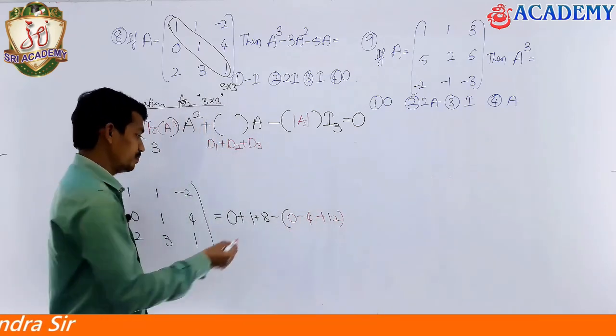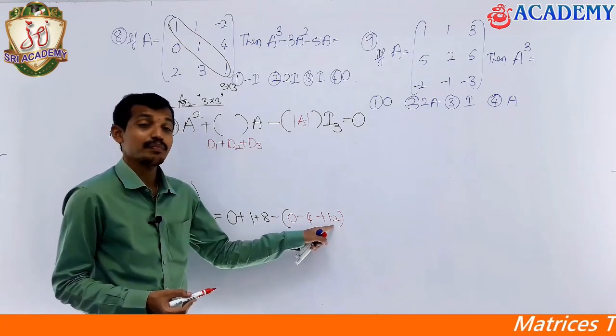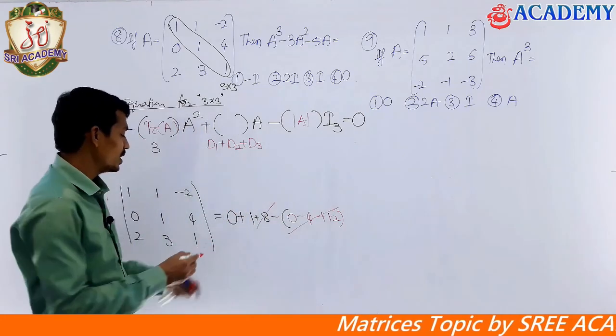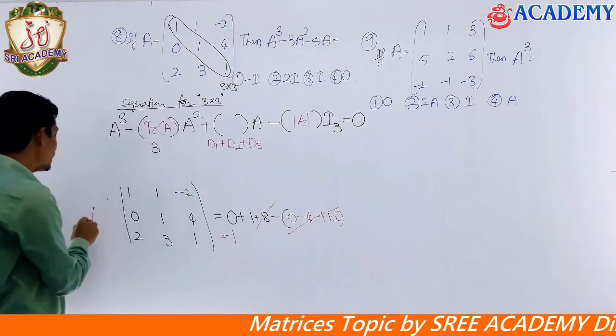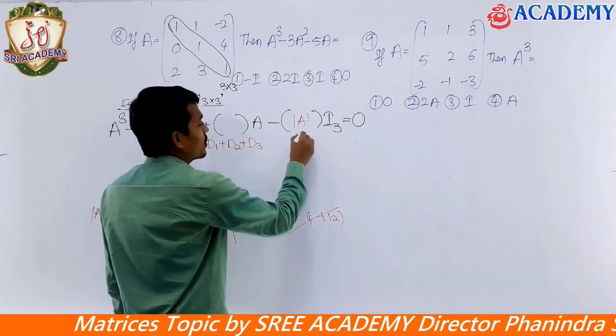Here, what is that? Simply minus 4 plus 12 is plus 8. Plus 8 minus 8 is going to be what? Cancelled. The determinant is going to be 1. That is, the determinant of A is going to be 1. Now if you write the determinant here, that is going to be 1.